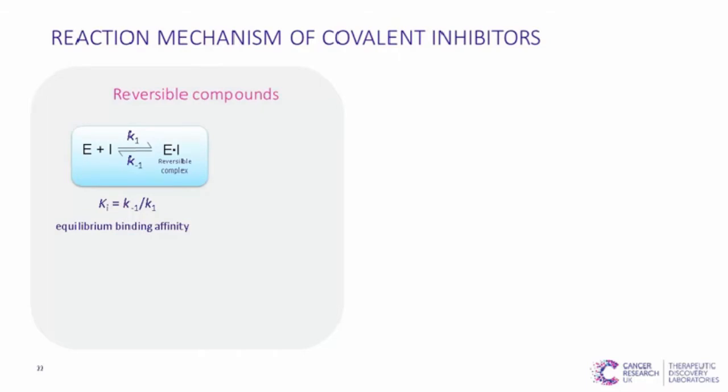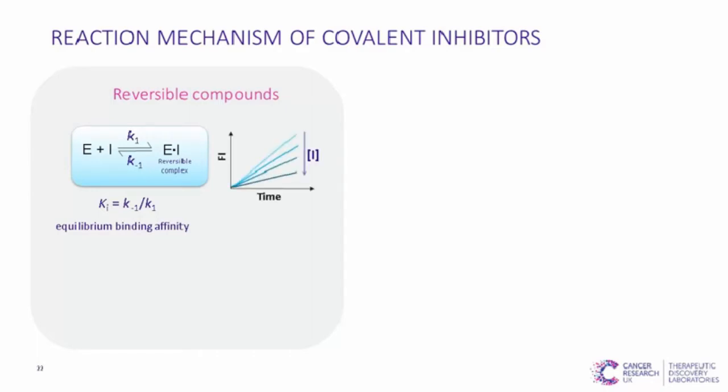Moving on to the mechanism of covalent inhibitors, and we'll start with a refresher on the mechanism of reversible compounds. This is a simple reversible one-step reaction where the enzyme and the inhibitor form a reversible complex with a forward rate k1 and a reverse rate k-1, and the equilibrium binding affinity Ki with a lowercase i is just the ratio of these two rates.